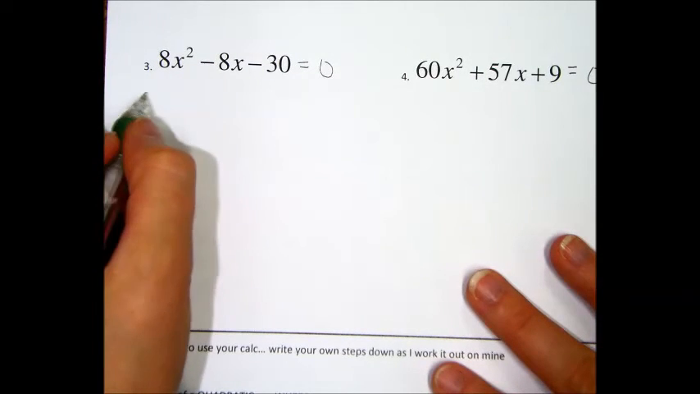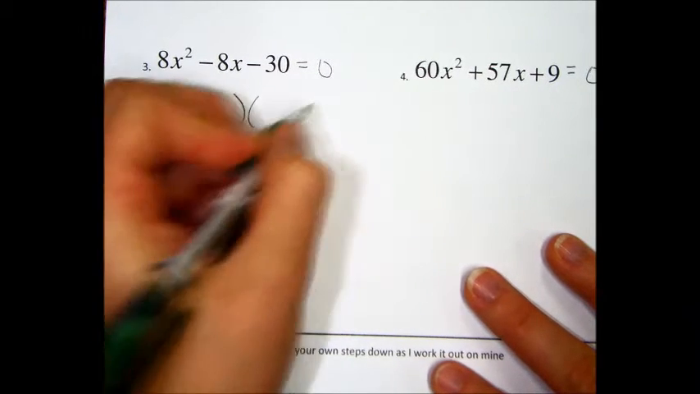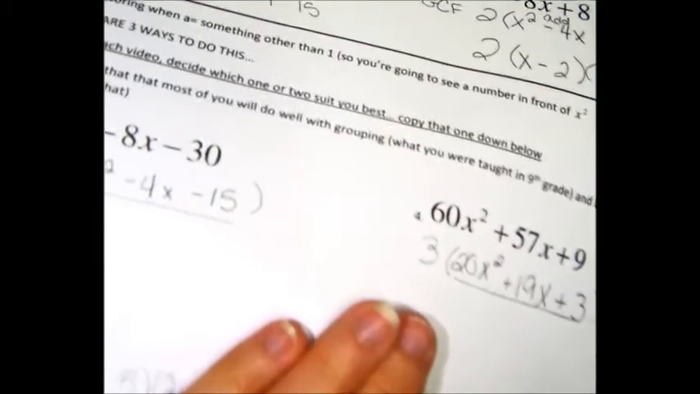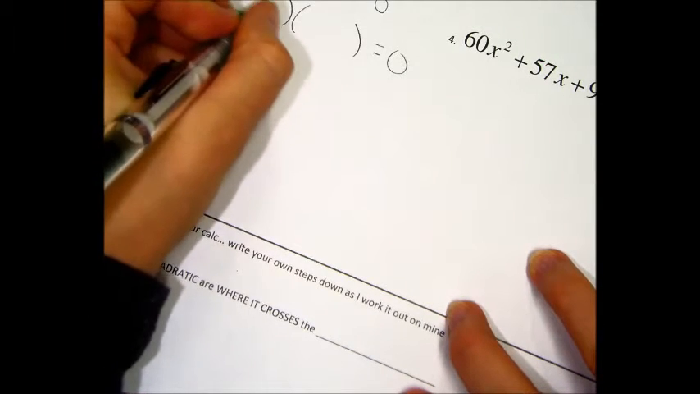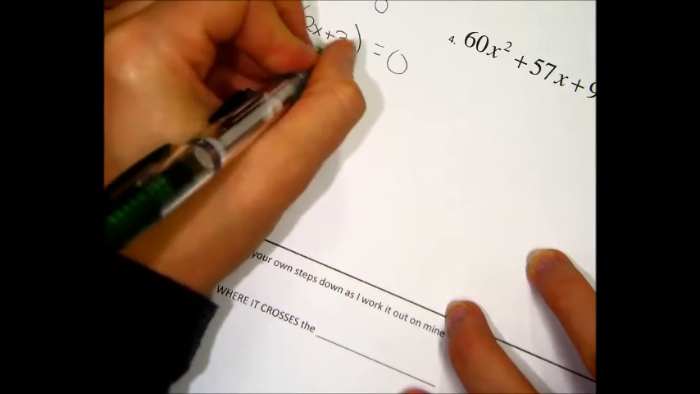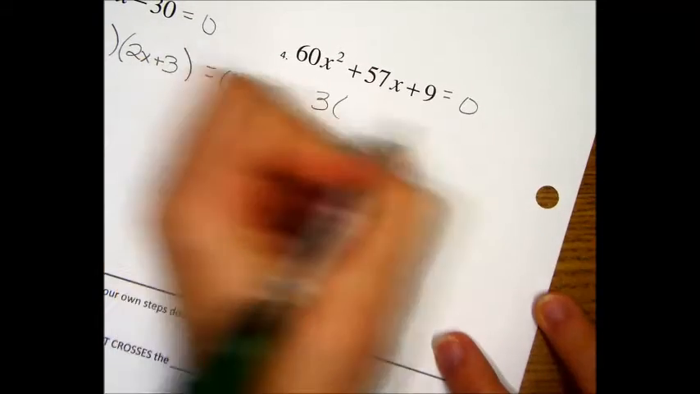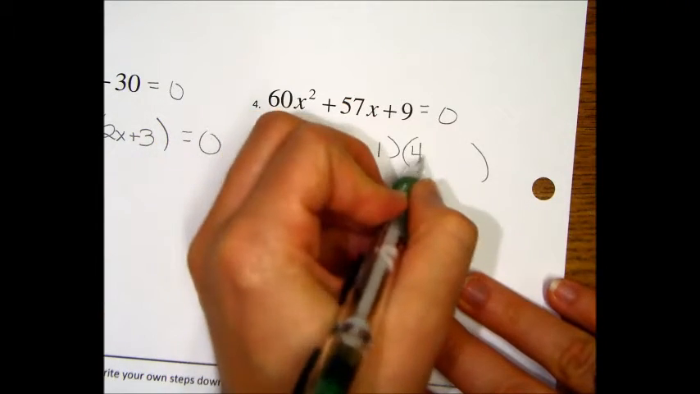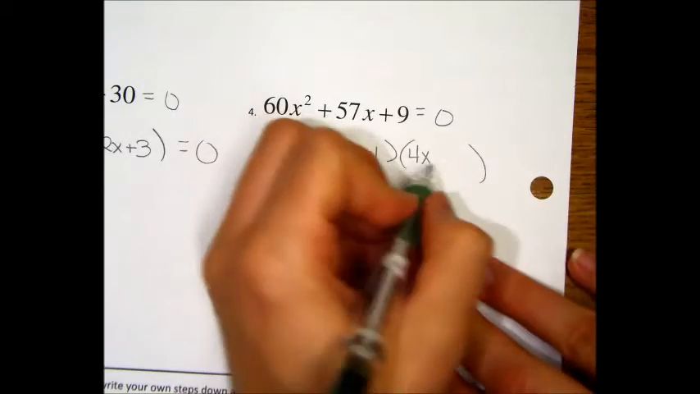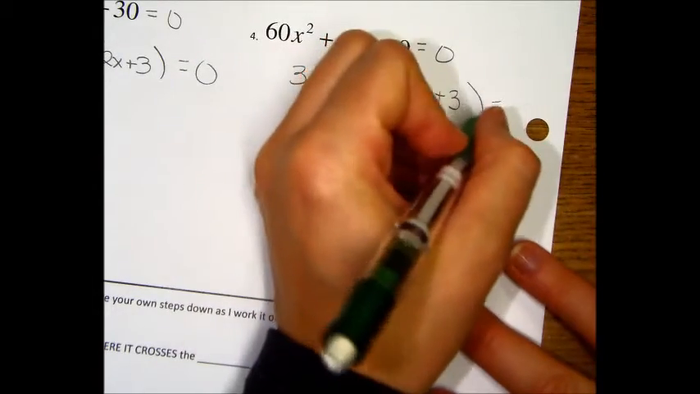Down on number 3, you had a GCF, and I don't care what video you watched, you should have got the 2x minus 5 and 2x plus 3. And on this one, you should have pulled your 3 out, which we did together, and then you would have ended with 5x plus 1 and 4x plus 3. Okay, now it's just a matter of solving these things. It's not too terribly difficult.